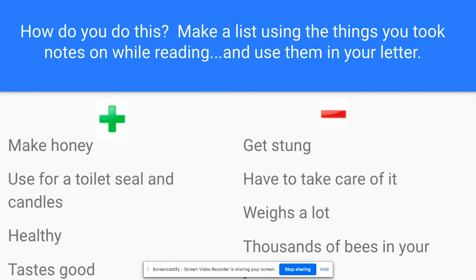So for example, positive things about beekeeping are making honey. You can use the wax for a toilet seal or candles. Honey's healthy and it tastes good. The negative things are you can get stung. You have to take care of it. They can weigh a lot, and there are thousands of bees in your yard.